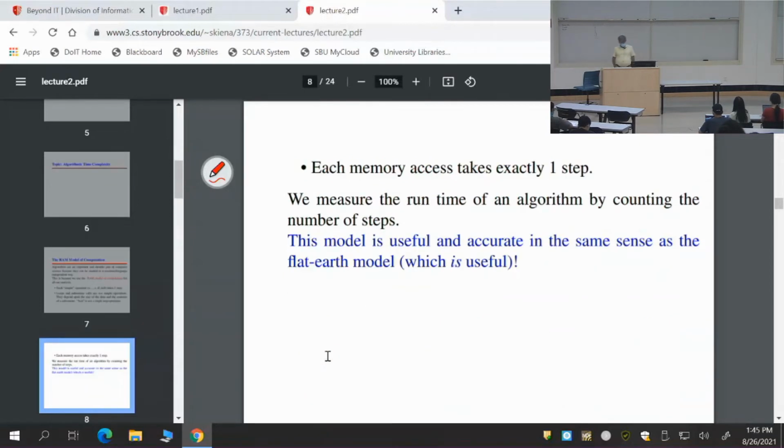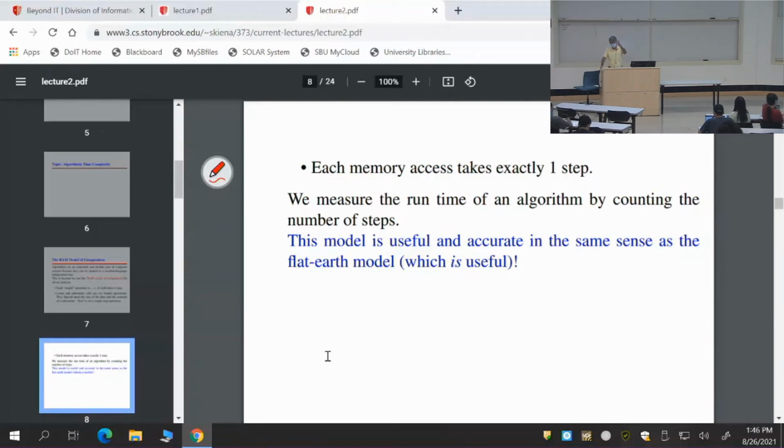The other thing about a RAM machine is that every memory access takes only one step. To fetch something from memory takes one computron. Okay? Any questions about that? Now, is this an accurate model? And then we're going to say, how much is the running time for a given algorithm?